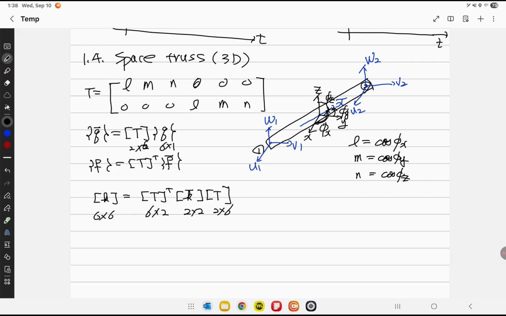We will not actually solve any problem. I don't want to try solving a 6 by 6 matrix, assembling to another 6 by 6 matrix and applying the boundary condition. I would let the computer do it. But conceptually, it's exactly the same as 2D, extending by one more dimension on the z-axis.